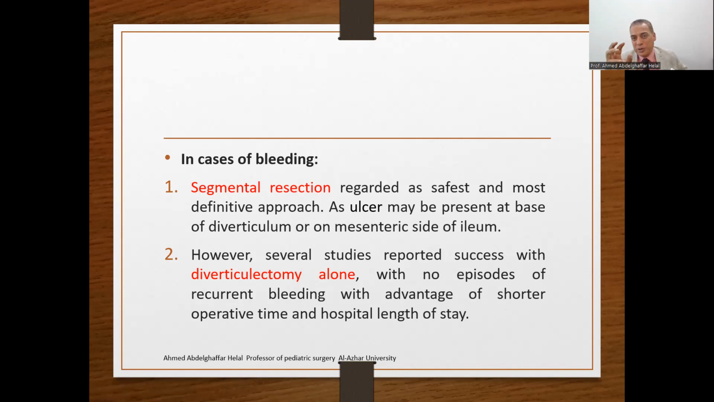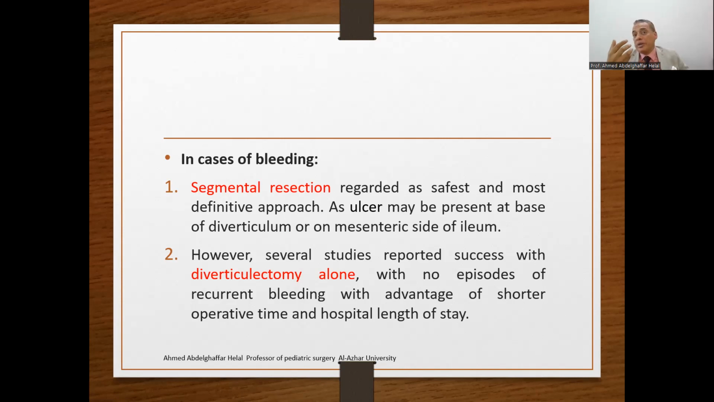Some recent reports suggest that removal of the diverticulum alone may be okay. However, the safest is a segmental resection. The removal may be open or laparoscopic. The removal may be just the excision of the diverticulum, or segmental ileal resection, removing the part of the ileum containing the diverticulum.